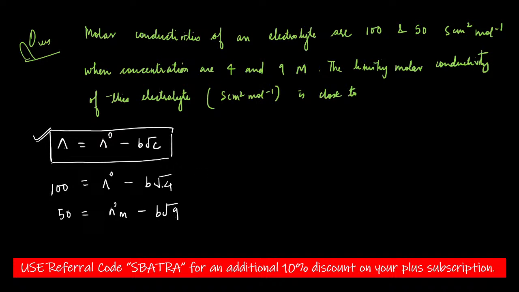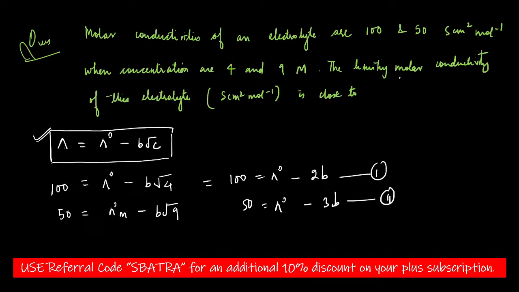Alright, so we got two values now. What can we write? 100 is equal to lambda naught minus 2b, and 50 is equal to lambda naught minus 3b. So now we got two equations, 1 and 2. What we need is the limiting molar conductivity value. We can definitely solve these equations and find this value. So we have to cancel out either this part or this part. So let's cancel out this part.